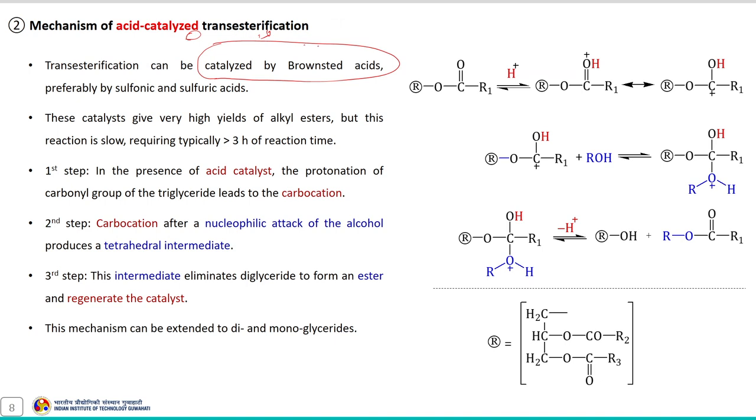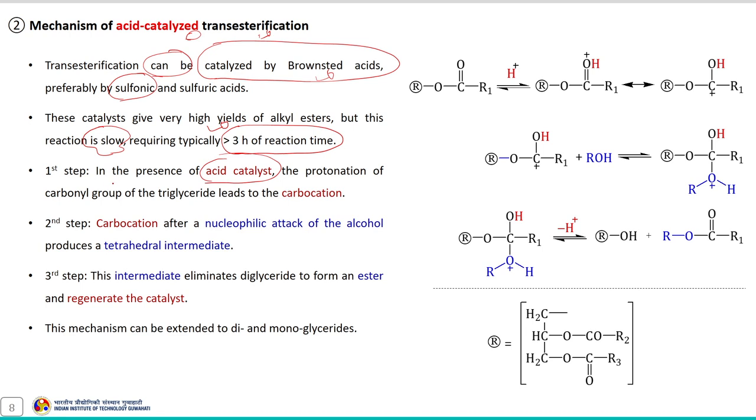While the mechanism of acid catalyzed transesterification indicates that the reaction can be catalyzed by Bronsted acids, preferably sulfonic and sulfuric acids. This catalyst gives a very high yield of alkyl ester, but this reaction is relatively slow compared to the alkali catalyzed transesterification reaction and typically requires more than 3 hours of reaction time to complete the transesterification process.